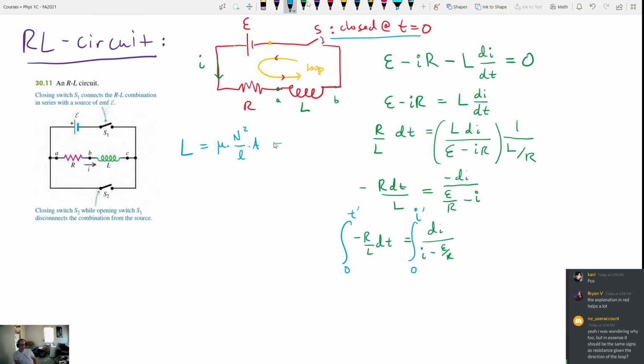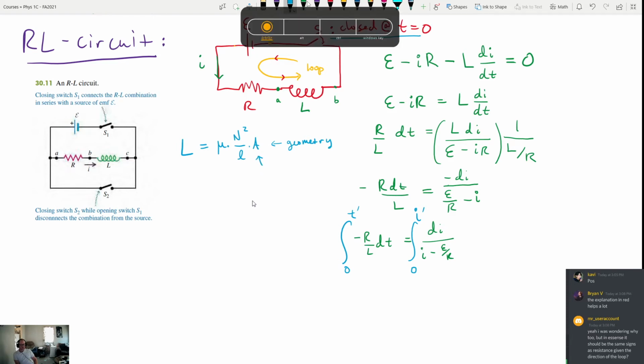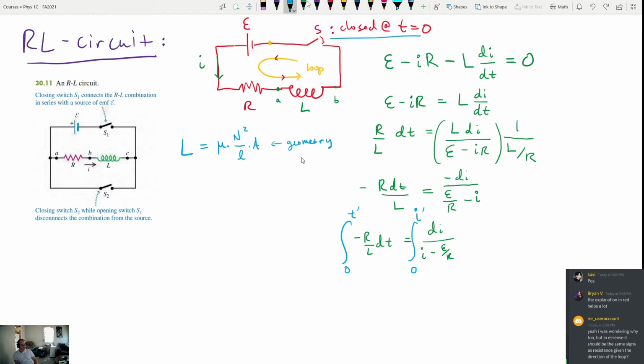This just depends on basically just geometry, right? It depends on the shape of the conductor in terms of its area. It depends on the length of the inductor, and it depends on the number of turns in the inductor. So the question is, how is it shaped, basically? That's all that this depends upon. So L definitely doesn't depend on time, and so it doesn't depend on I.